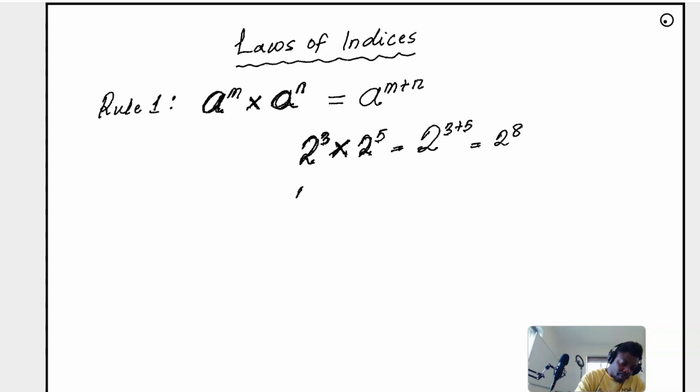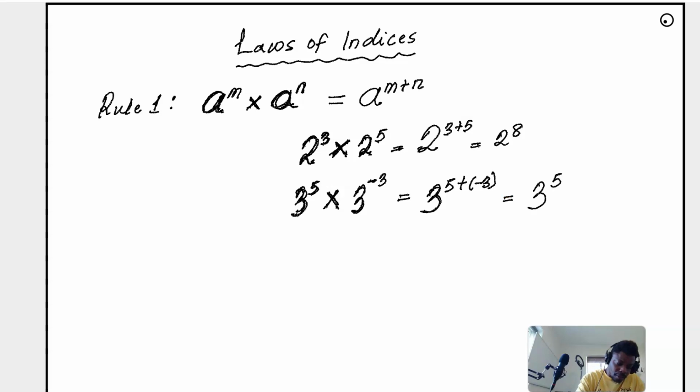Whenever you have same bases and you are multiplying, the rule says you should add the powers together. So if I have 3 raised to power 5 times 3 raised to power minus 3, we have the same base, base 3, and we are multiplying. So write one of the bases, and because we are multiplying, you add the powers together: 5 plus minus 3. So this one becomes 3 raised to power 5 minus 3.